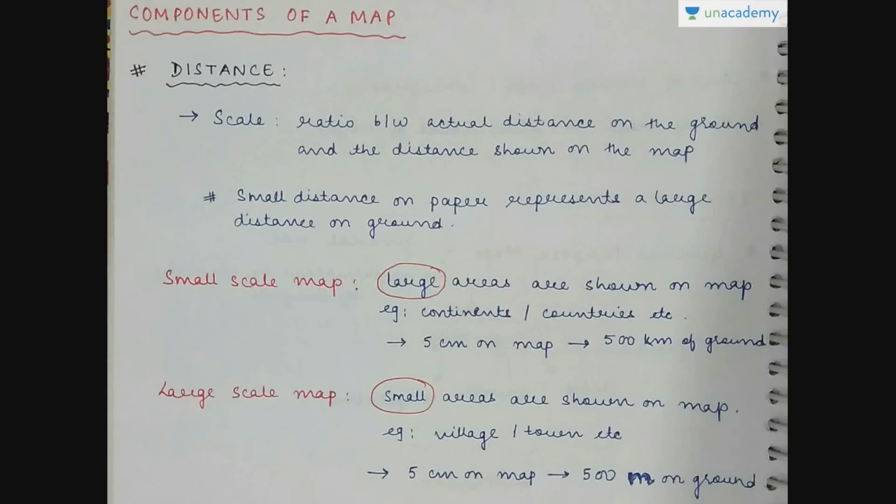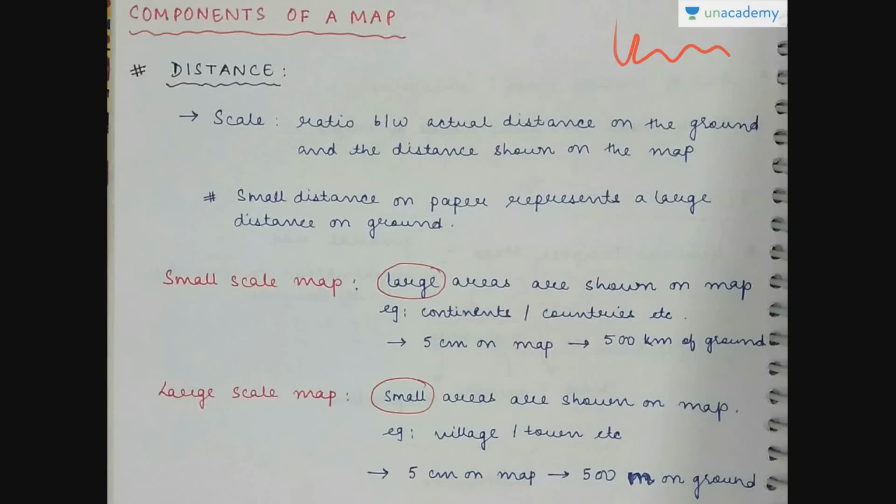Okay, now what are the components of a map? The first is distance. In distance we have already seen, again we'll see what is scale, the ratio between the actual distance on the ground and the distance shown on the map. I have shown you that if there is a 10 kilometer distance on the ground, we will not represent that 10 kilometer exactly on the map, right? We will not show it as 10 kilometer. We will reduce it to like 1 millimeter, 1 centimeter, or 1 meter, depending on the situation.